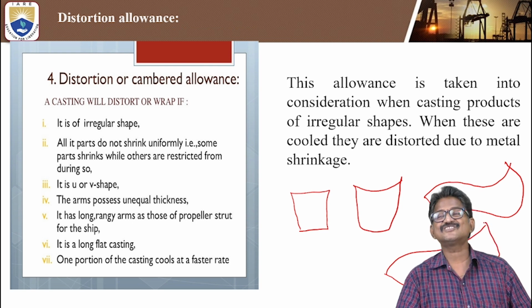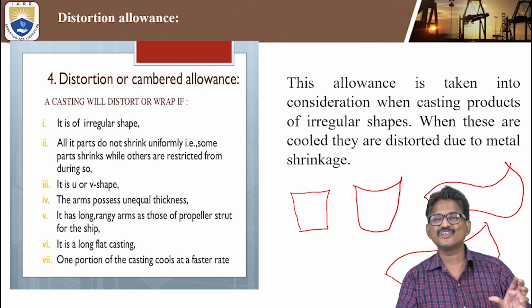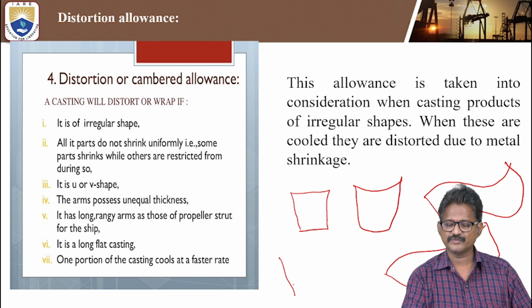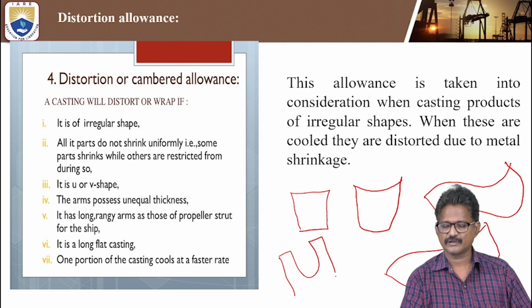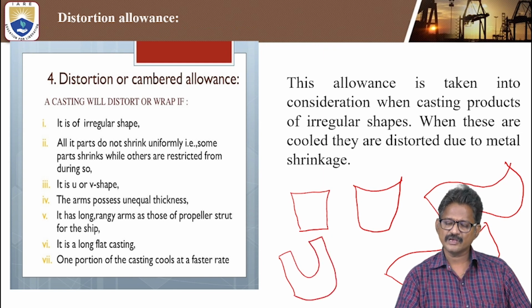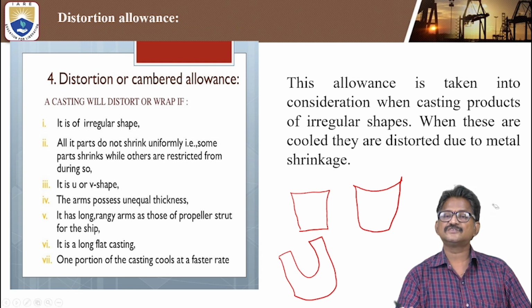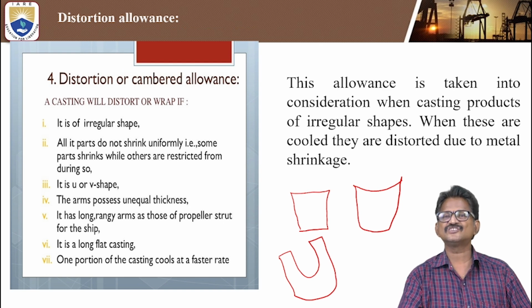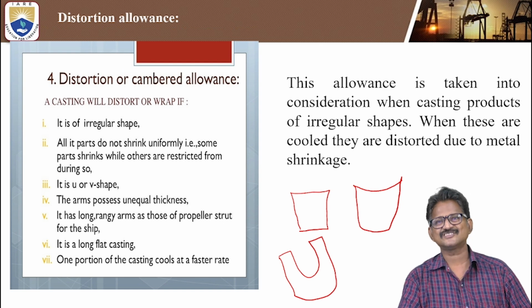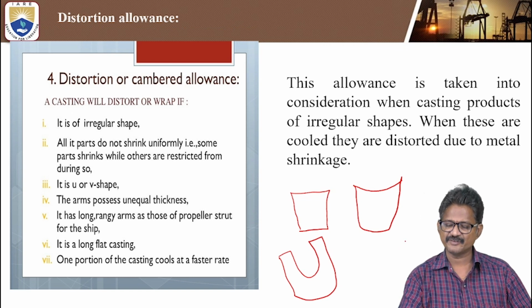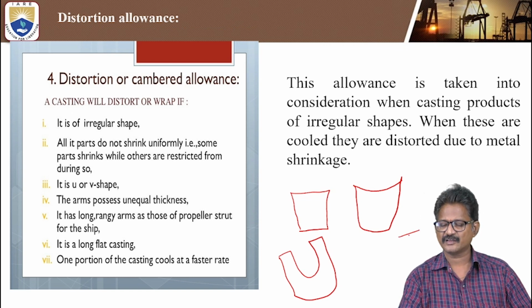Okay, some distortion changes its shape from the regular shape. So the events of a U shape. And after applying this without forming distortion and all, you should provide some distortion and camber allowance. Automatically, it may effectively get the final component.